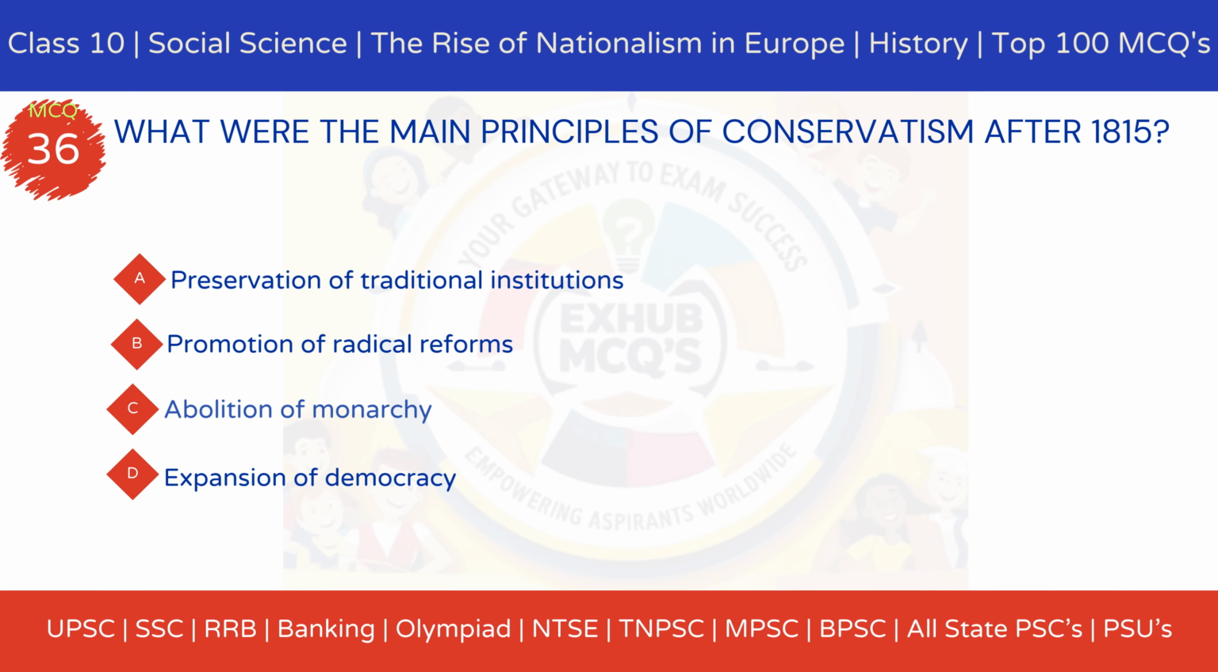MCQ 36. What were the main principles of conservatism after 1815? Option A. Preservation of traditional institutions. Option B. Promotion of radical reforms. Option C. Abolition of monarchy. Option D. Expansion of democracy.